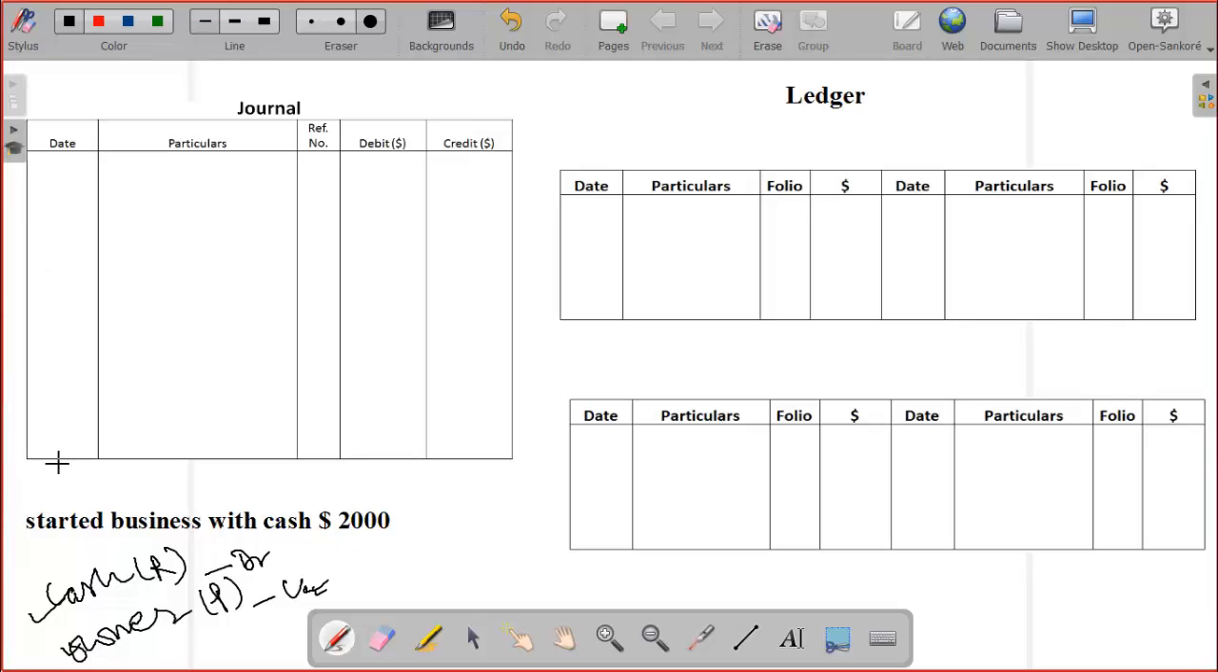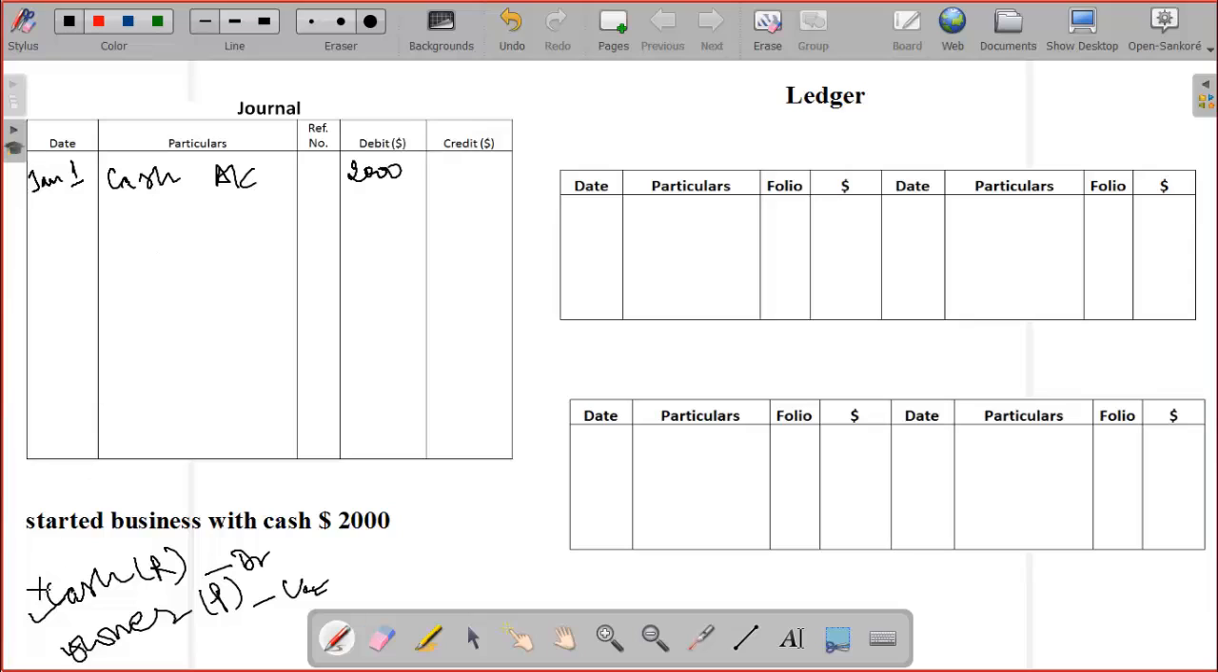Okay, so suppose this transaction was conducted on January 1st. First I will write the date, January 1st, in the journal in the date column. Then I will record the debit item, and here the debit item is cash. So cash account, and the amount is $2,000.